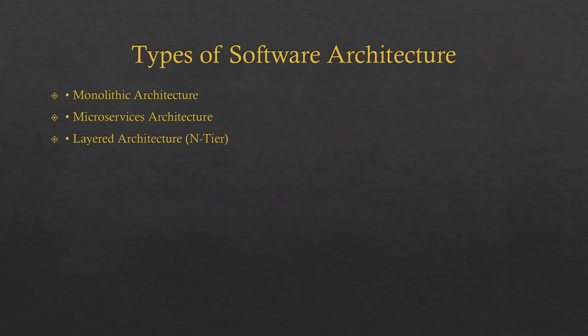Software architectures can be broadly classified into different types, such as monolithic, microservices, and layered architectures. Each type has unique features and use cases, which we will explore in the following slides.